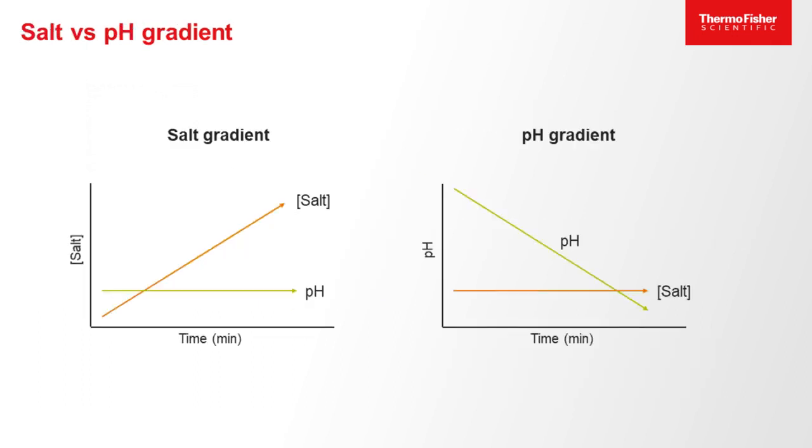When you run anion exchange chromatography for protein and AAV particle analysis, you can use salt gradient or you can use pH gradient. With salt gradient, the protein sample binds to the stationary phase through charge interaction, and as you increase the salt concentration, the protein elutes.